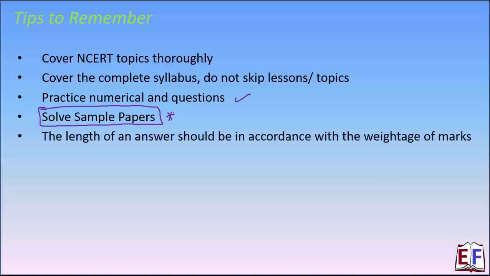The length of an answer should be in accordance with the weightage of marks. If you are answering a question that carries 2 marks, your answer needs to be shorter. Whereas if you are answering a similar question for 5 marks, you really need to answer it in detail. So based on the weightage of marks, you need to decide how much time you want to spend in writing that answer.